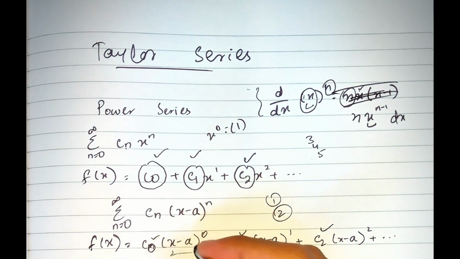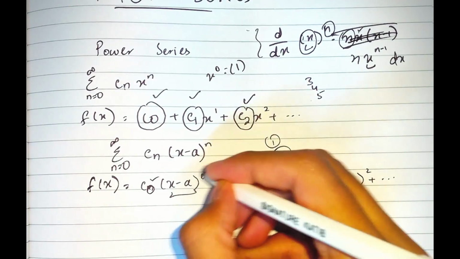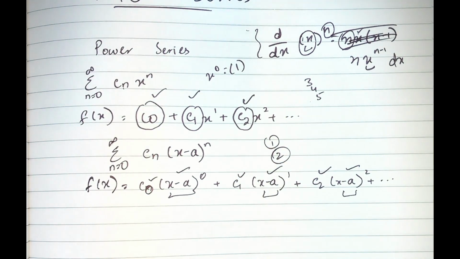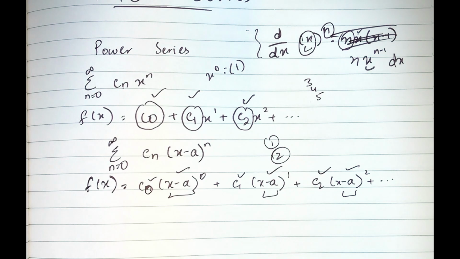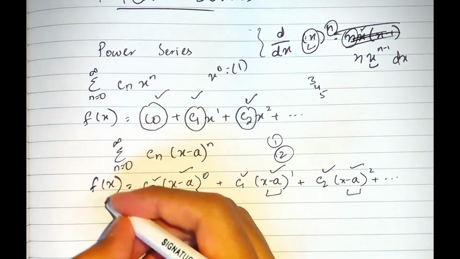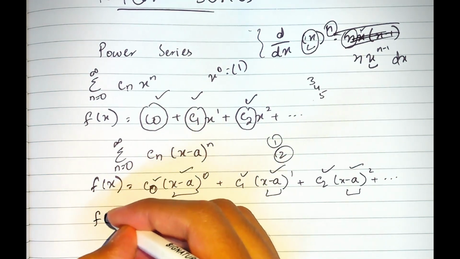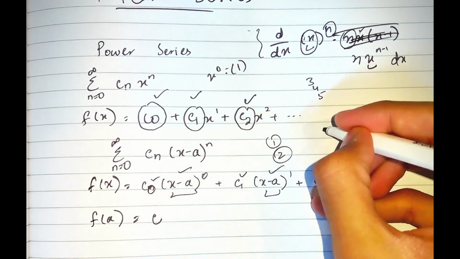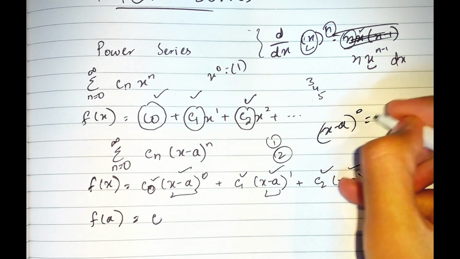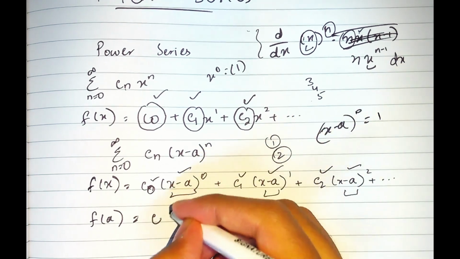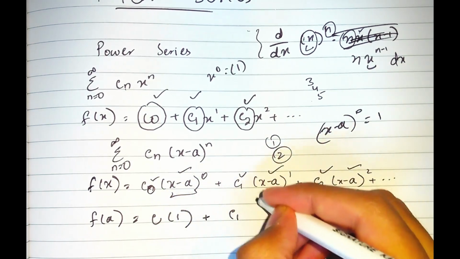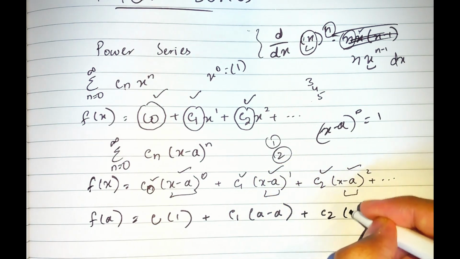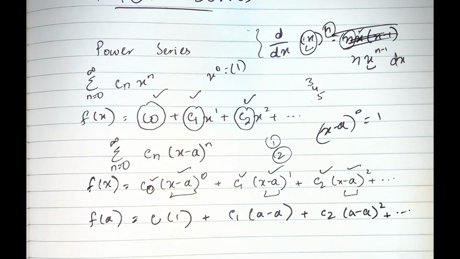If you want to find the value of c0, c1 and c2, it is actually very simple. Due to this x minus a present in every term, we can use this notion to find the values. If somehow we manage to find f of a, see what happens. We have f of a, so this is c0 times (x minus a)^0, and any quantity with power 0 is equal to 1, so this is c0 plus c1, let's put the value of x as a, so (a minus a) plus c2 (a minus a) whole squared plus, goes on till infinity.